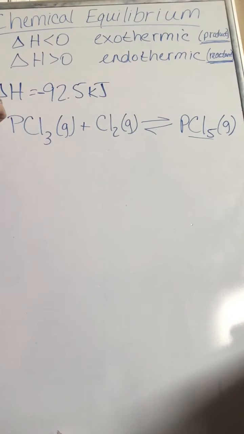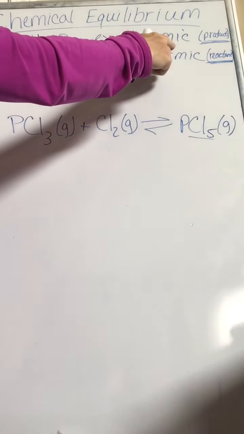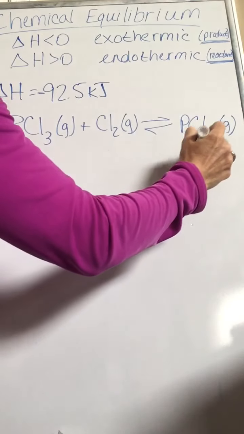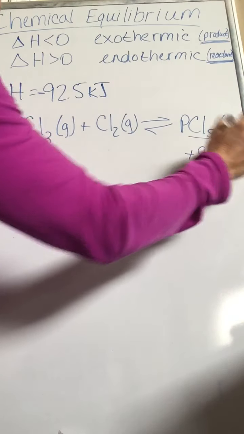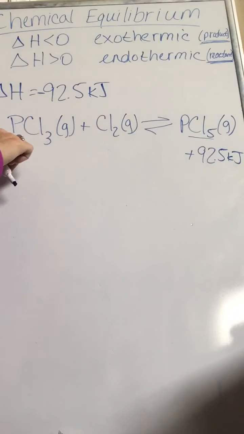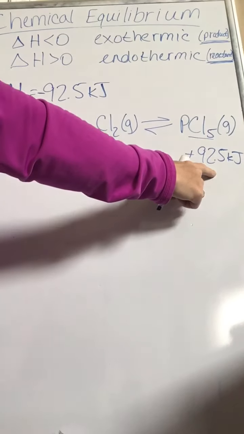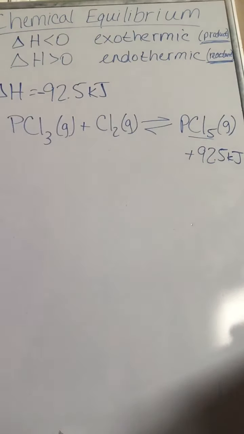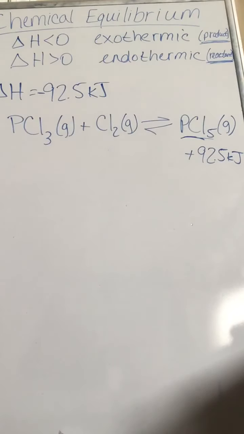Okay, so we have a delta H that's less than 0. So that means it's exothermic. That means the energy is a product. All right, so what we would do is we add the energy to the product side. Okay, so now we have PCl3 plus Cl2 yields PCl5 plus 92.5 kilojoules. And so the question says, what happens to the concentration of this product when the temperature is increased?